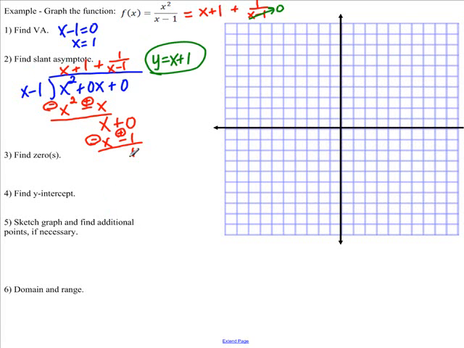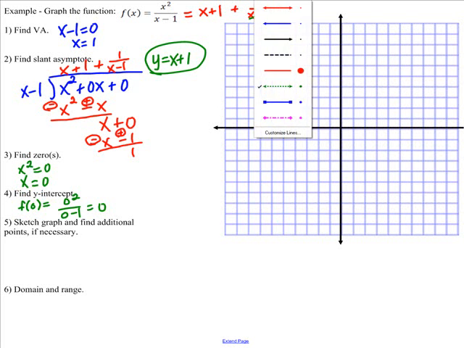Now, we'll put all those pieces together in just a moment. Let's finish this. How do we find the zeros of the graph? Well, right, we have to set the numerator equal to 0. x squared is equal to 0 at 0. The y-intercept is plugging in 0 for x, so we would get 0 squared over 0 minus 1, which is 0 over negative 1, or 0. So let's plot what we found thus far, and then we'll look at finding additional points as we need them.